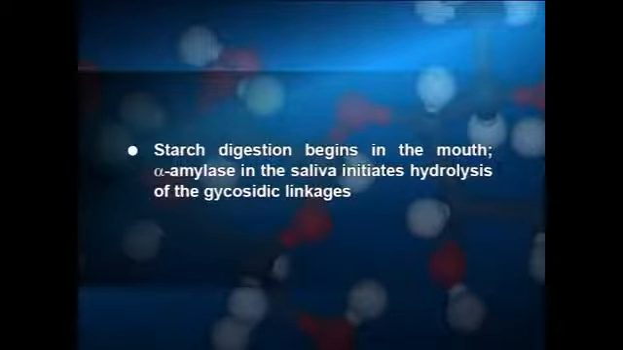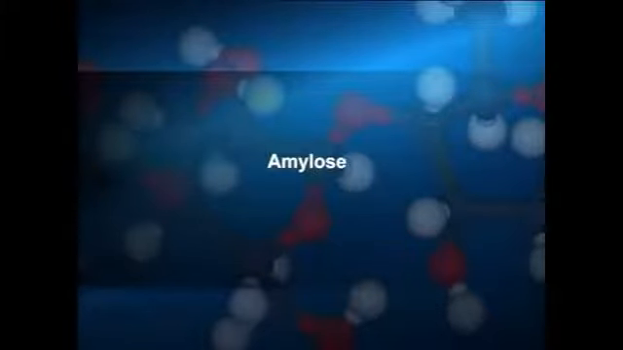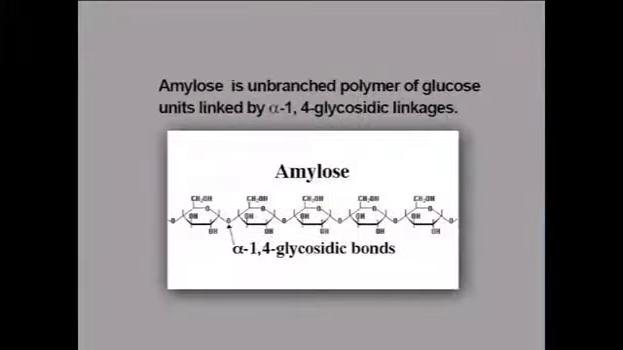Starch digestion usually begins in the mouth. Alpha amylase in the saliva initiates hydrolysis of the glycosidic linkages. Amylose structure. Amylose, as we have seen before, is an unbranched polymer of glucose units linked by alpha-1,4 glycosidic linkages.